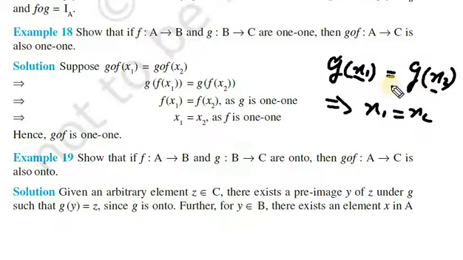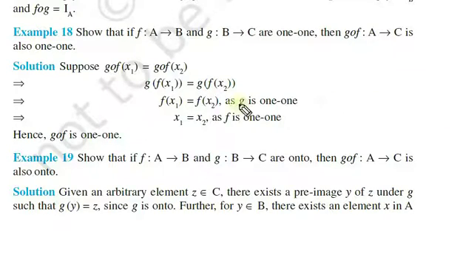Therefore, if g of something is equal to g of something and g is 1-1, the quantity inside the bracket must be equal. So therefore they are equal. So f(x1) is equal to f(x2) because g is 1-1, but again f is also 1-1 as given, therefore x1 is equal to x2.